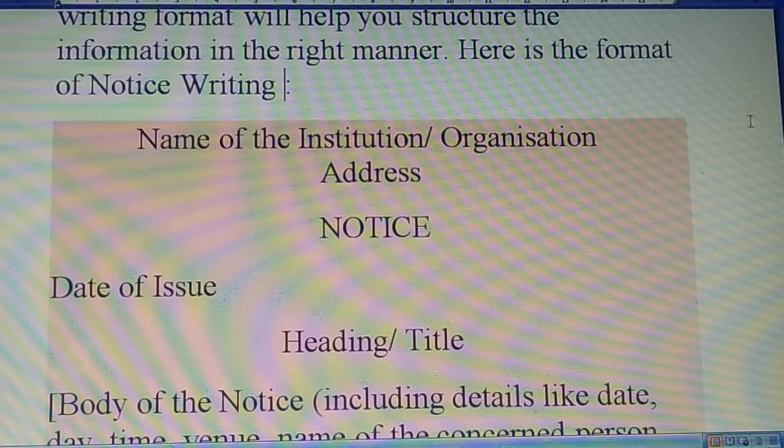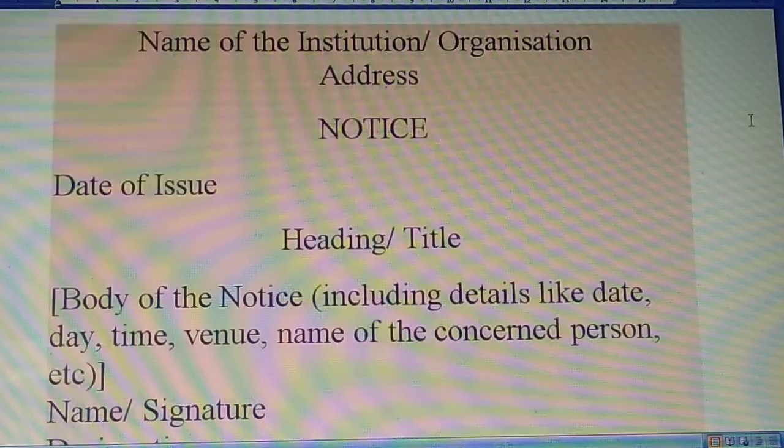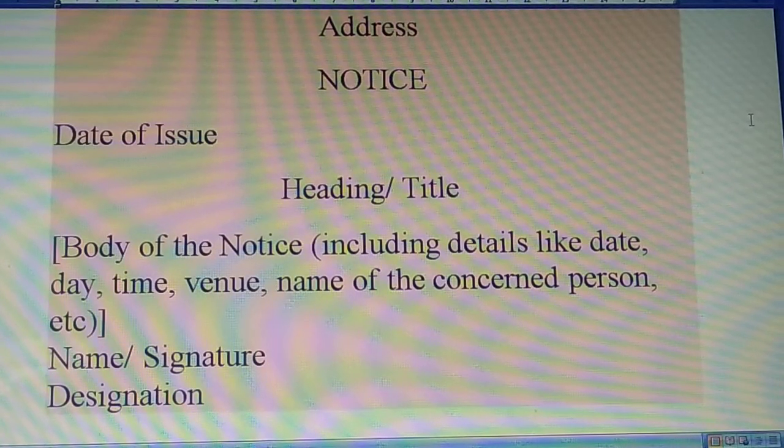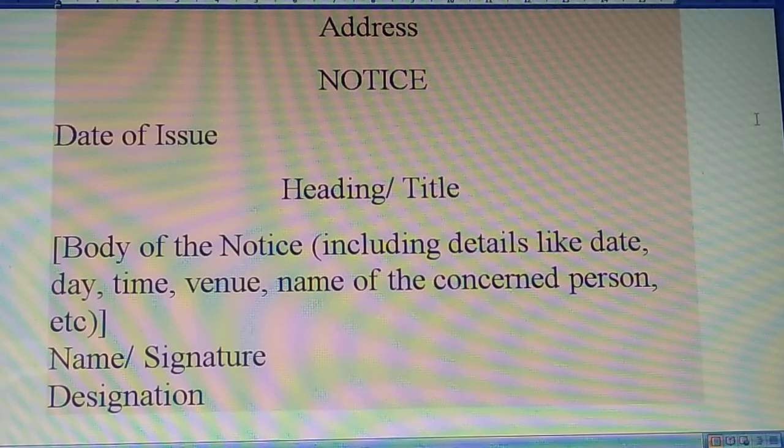Okay, top at the center, name of the institution or organization, address below that, all in bold letters, notice. Top left hand side, you have to write the date of issue. Then below that, at the center, heading or title. What is your notice about? Say it is about painting competition, you write that. Then body of the notice, including details like date, time, venue, name of the concerned person, etc. Below that, lower left-hand side, name, signature, designation.